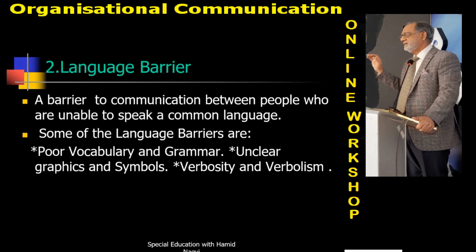Second type is the language barrier, which is a barrier to communication between people who are unable to speak a common language. Now, if we go to a place where our language cannot be understood, or we cannot understand their language, we cannot make out what it is all about. So language can be a barrier. A barrier to communication between people who are unable to speak a common language, that language barrier would be existent. Some of the language barriers are poor vocabulary or grammar.